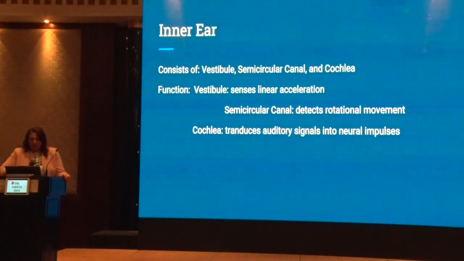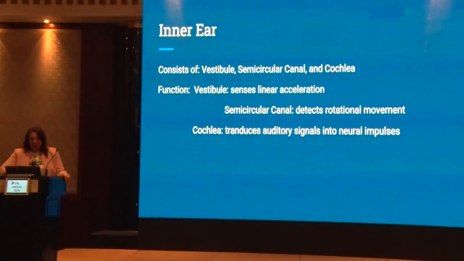The inner ear consists of the vestibule, the semicircular canals, and the cochlea. The vestibule and the semicircular canals are responsible for keeping balance, and if there is any defect in them, the patient has dizziness and balance problems. The cochlea is concerned with hearing. The vestibule senses linear acceleration, like up and down movement. The semicircular canals detect rotational movement in all the angles in which we can move the head and body.